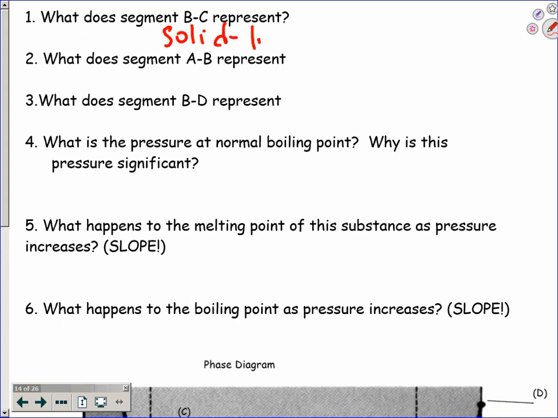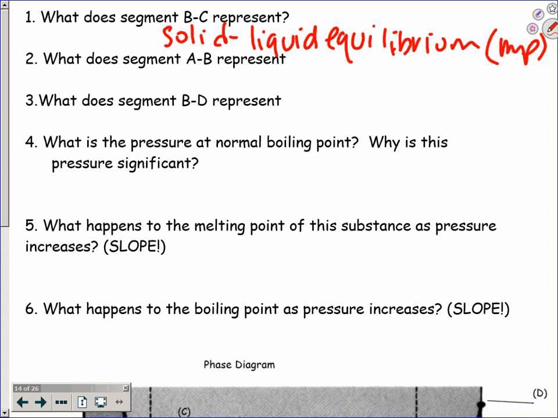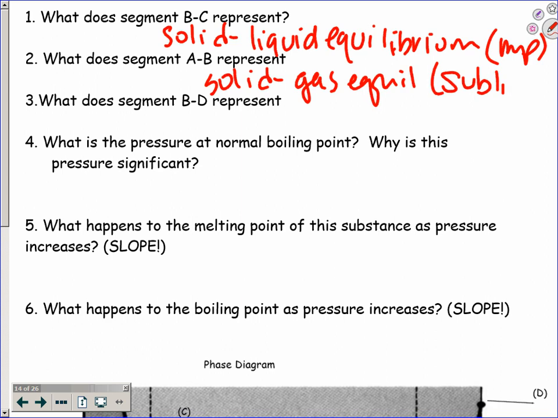solid liquid equilibrium. That basically means that you have solid and liquid existing together, which is the point at which something begins to melt. What's true using that same language for A to B? Okay, so that's going to be solid gas, what? Solid gas equilibrium, but what point would that be? Everything from B to C was a melting point. Everything here is a sublimation point, because that's our interchange between gas and solid. And then B to D, which is here.